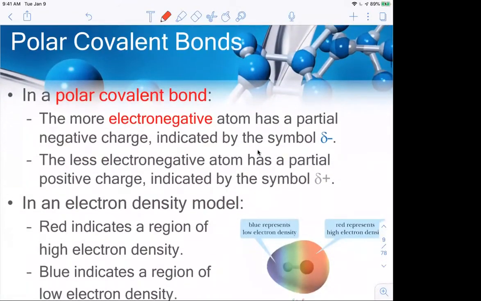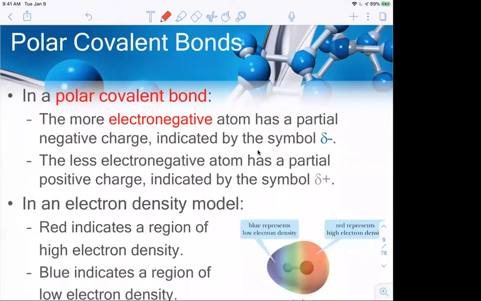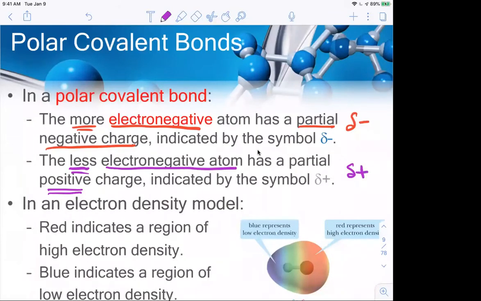So in a polar covalent bond, the more electronegative atom has a partial negative charge. A lot of times you'll see this as a partial negative, that's like this little delta. The less electronegative atom is going to have a partial positive charge, which is a partial plus sign.